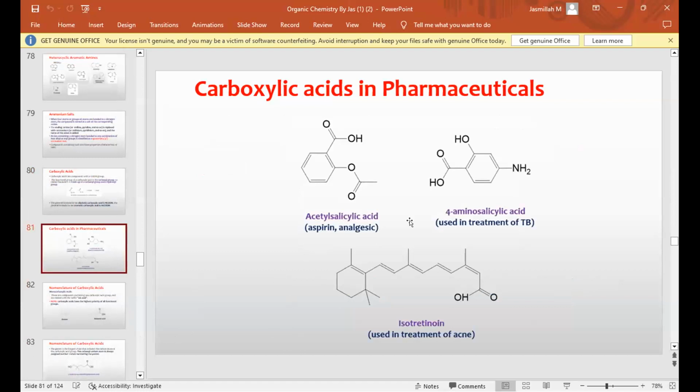Carboxylic acids that are present in pharmaceuticals. We have acetylsalicylic acid, which is aspirin. Aspirin is an analgesic. Then we have 4-aminosalicylic acid used in treatment of TB. I think this one is pyrazinamide. Then isotretinoin, a vitamin A derivative, used in treatment of acne.